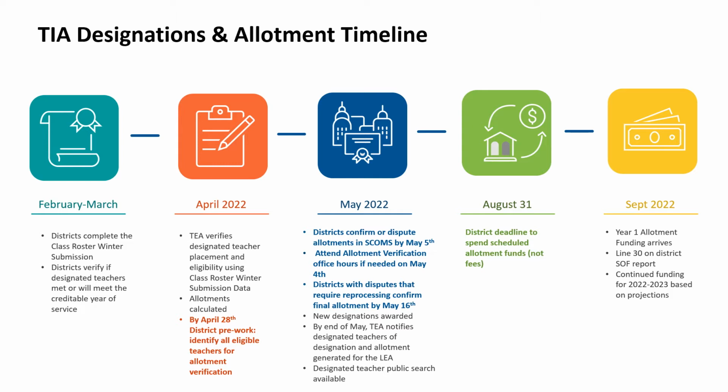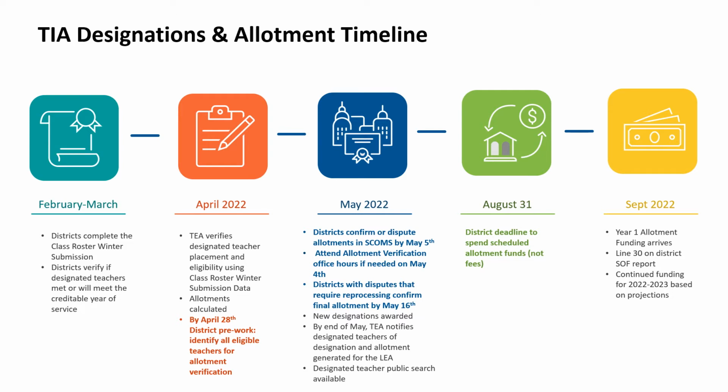In May, districts will confirm or dispute their allotments in SCOMS by May 5th. They will attend allotment verification office hours if needed on May 4th. Any district with a dispute that requires reprocessing must confirm their final allotment by May 16th. New designations will be awarded in mid-May, and by the end of May, TEA will notify designated teachers of their new designation and allotment generated for their district. By the end of May, TEA will also have a designated teacher public search available on the TIA website.